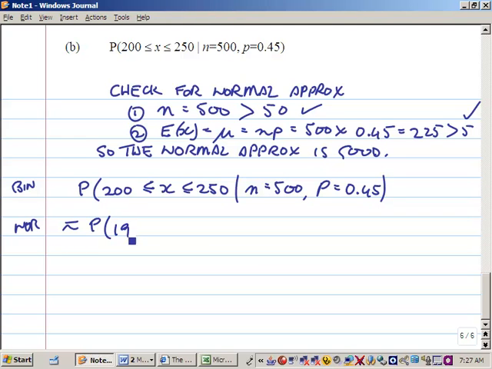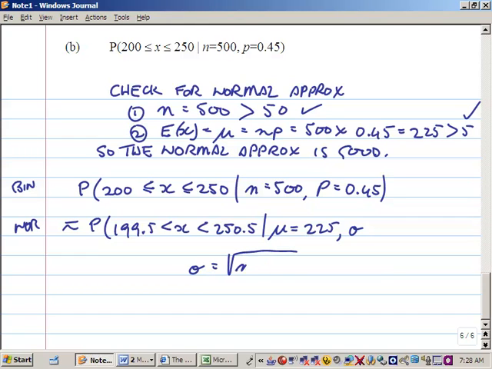From the lower limit we go down a half, 199.5. To the upper limit we go up a half, and then we state the mean and standard deviation of the normal. The mean we already have is 225, standard deviation we don't.